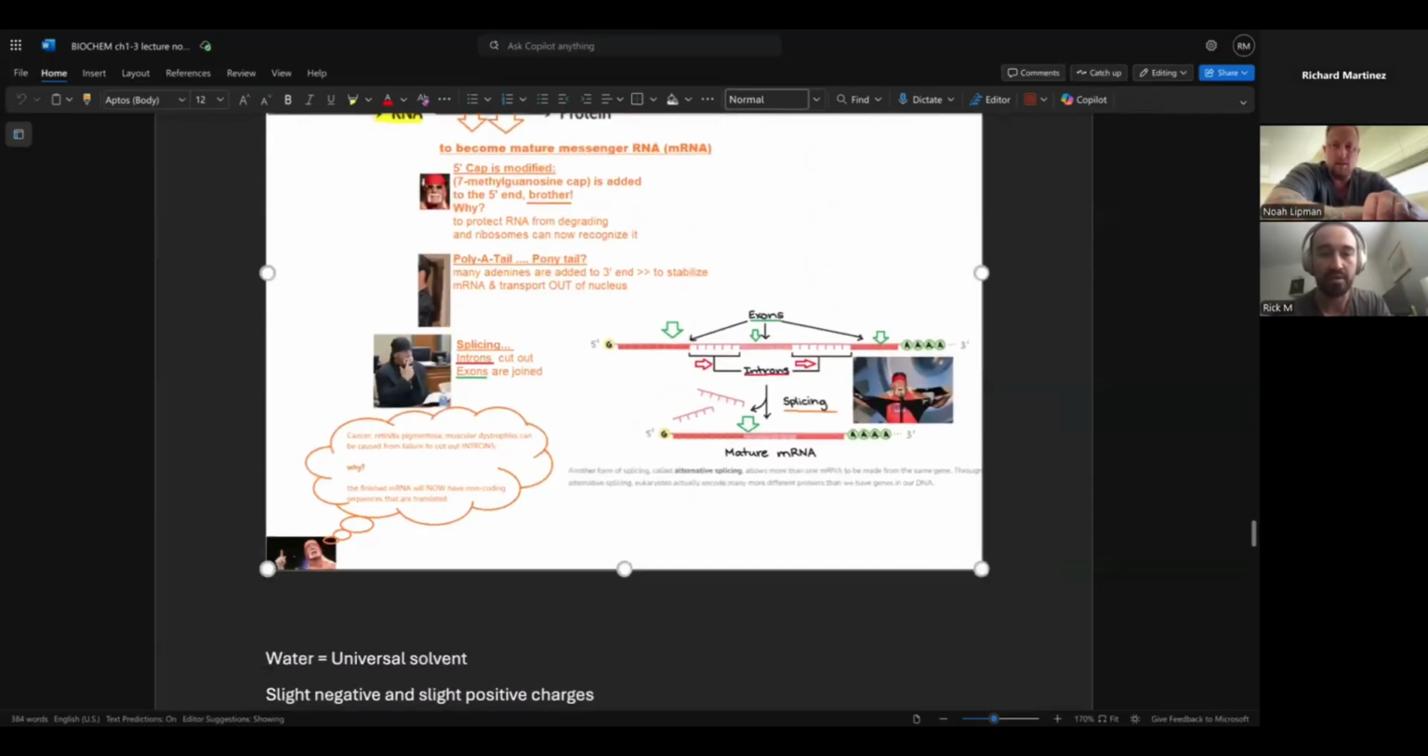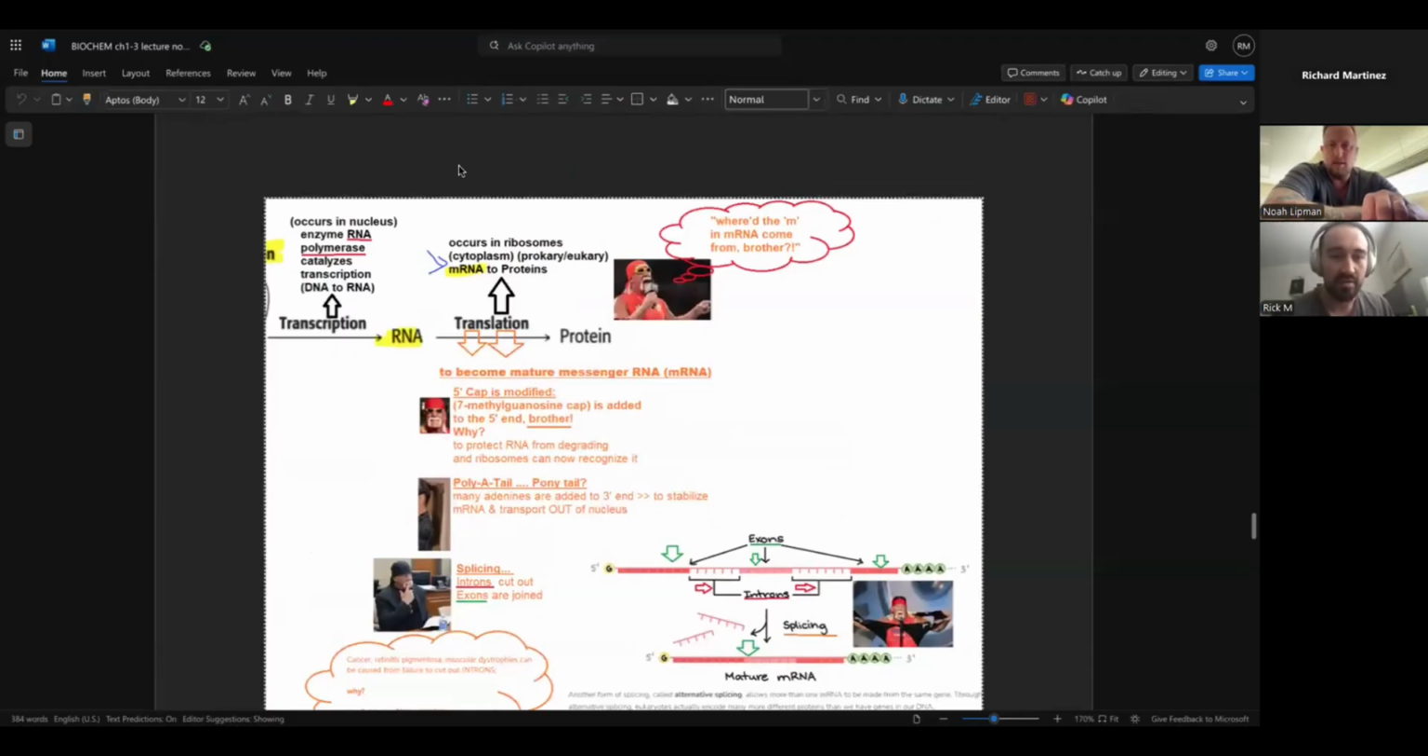Okay, so here's Hulk Hogan's little segment. Hulk Hogan asks, where did the M in mRNA come from? Oh, well, I didn't catch that. So let's see, RNA, and then it goes mRNA. Where did that come from?